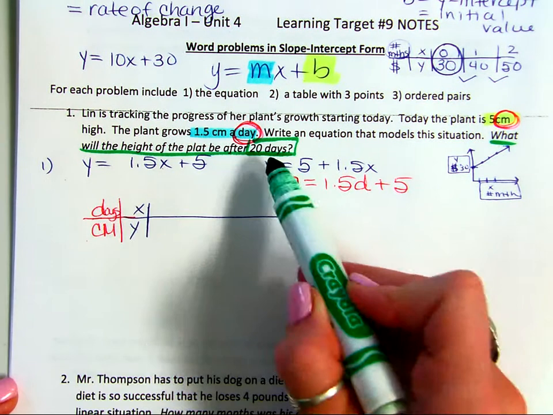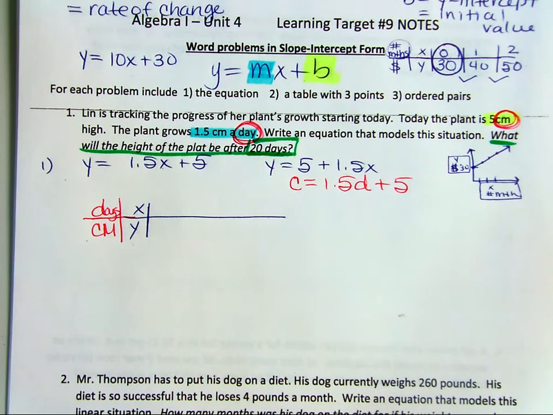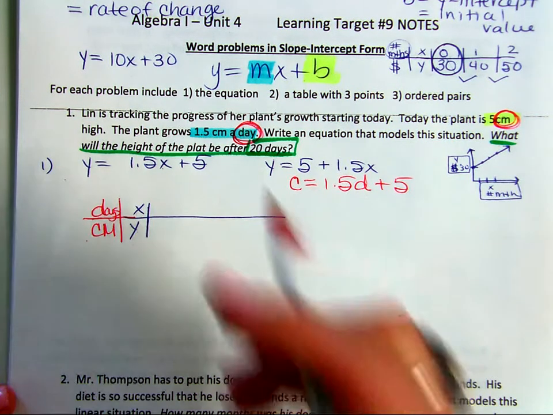Well, 20 represents days. So you're going to put it in there, and there's no question about it, right? So before we do that, let's just kind of finish our table.